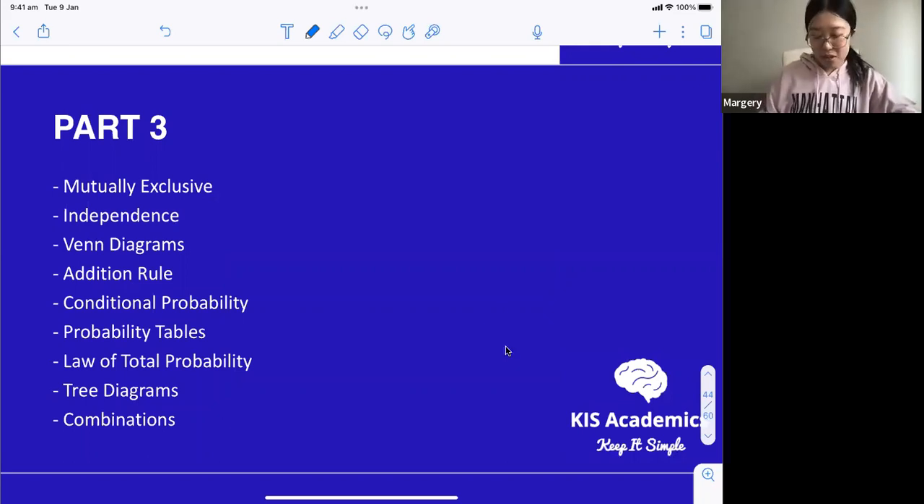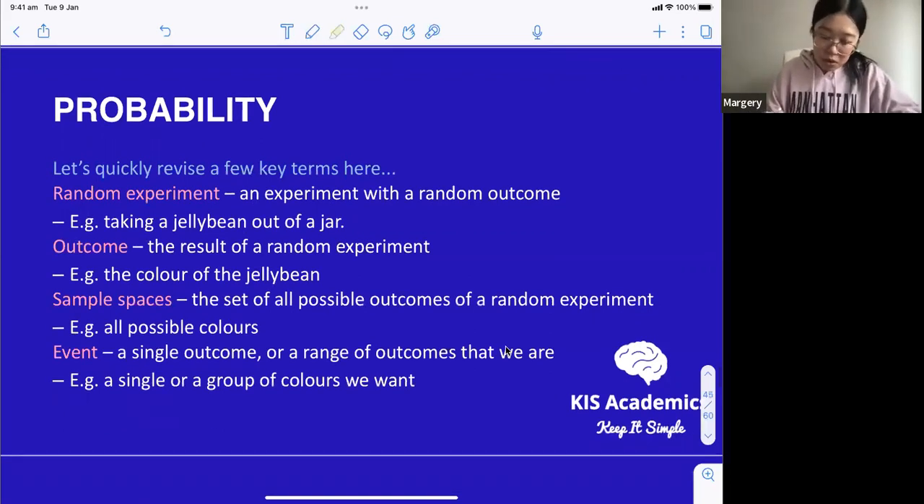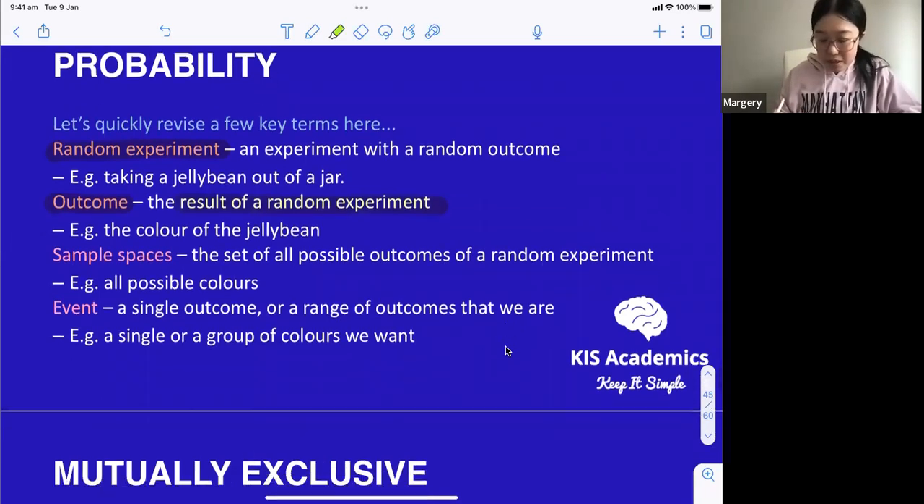So with the last part, which is a bit on probability, we'll do a quick recap on some of the key terms here. A random experiment refers to an experiment with a random outcome, for example taking a jelly bean out of a jar. The outcome is the result of our random experiment that we observe, such as the color of a jelly bean. Our sample space refers to all the possible outcomes, so all the possible colors for our jelly beans. And the event refers to a single outcome that we're trying to find the probability for.